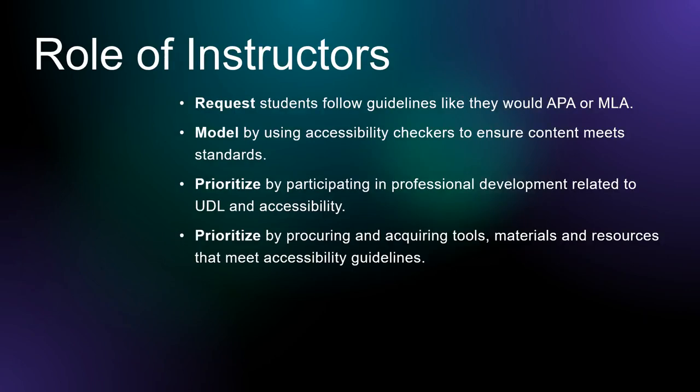What is the role of instructors? One is you need to request that students also follow these guidelines, just the same as you would ask them to follow APA format. Also model it by using these accessibility checkers and making sure you're using accessible content. Make it a priority, as you're doing right here. Participate in professional development. Learn more about Universal Design for Learning, or UDL, and learn more about accessibility. We want to make sure that they're learning everything they need to know. And prioritize this by procuring all the tools that you need to meet these guidelines.